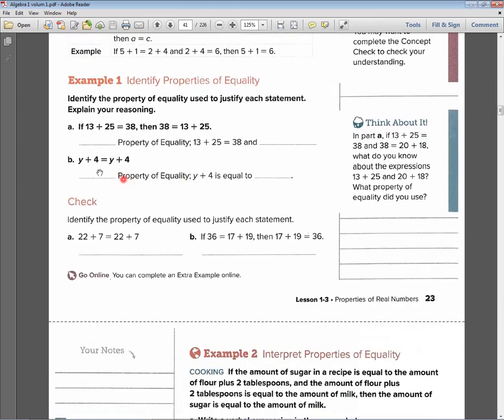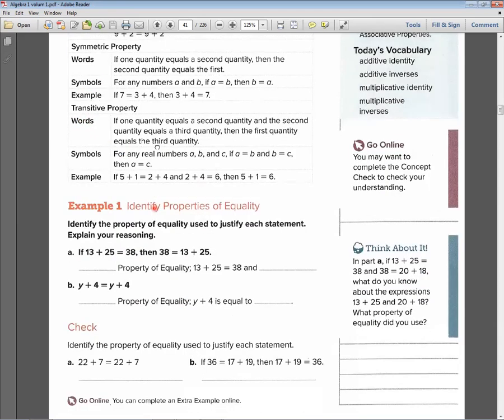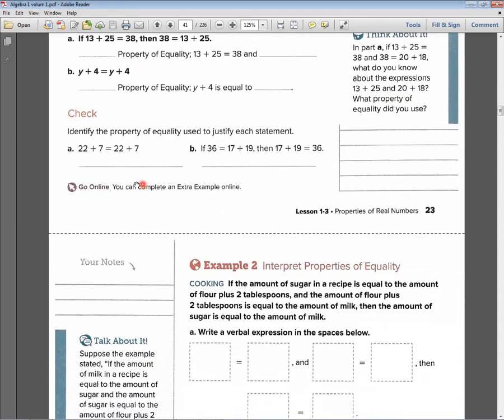For example, here I have 13 plus 25 equals 38, and 38 equals 13 plus 25. So this equality, as I said before, is a replacement. It's symmetric property.